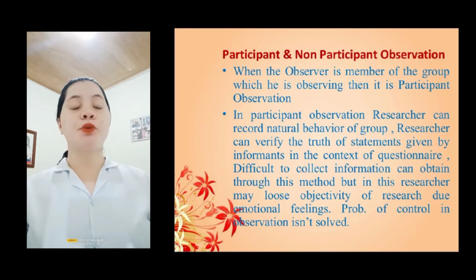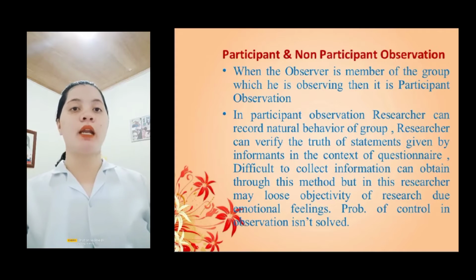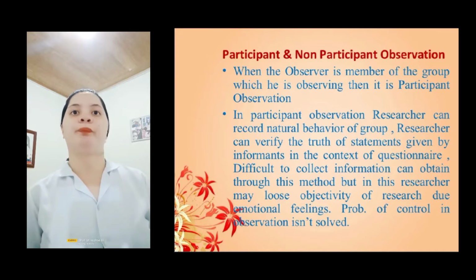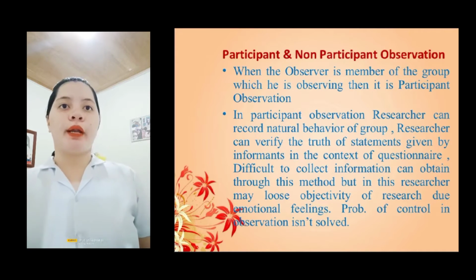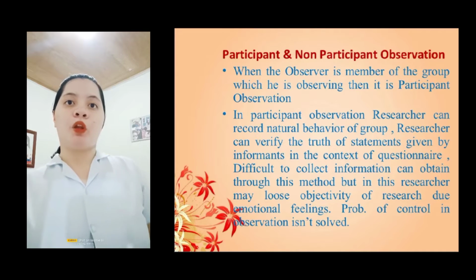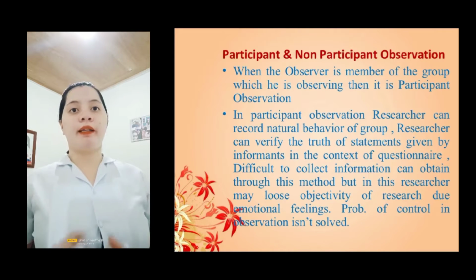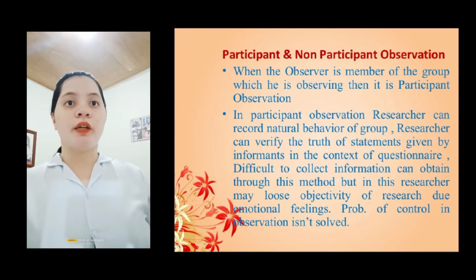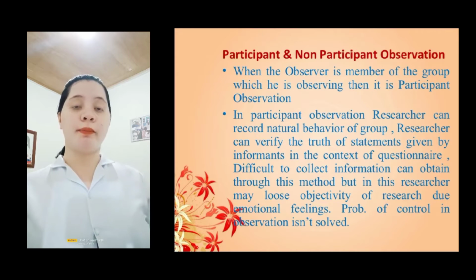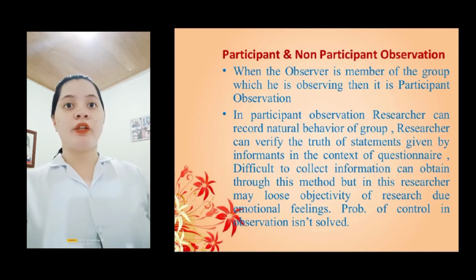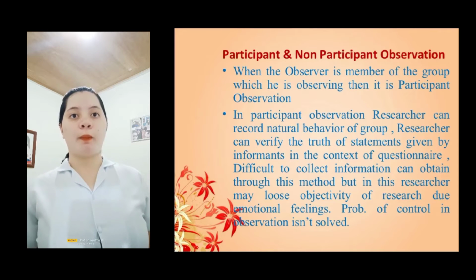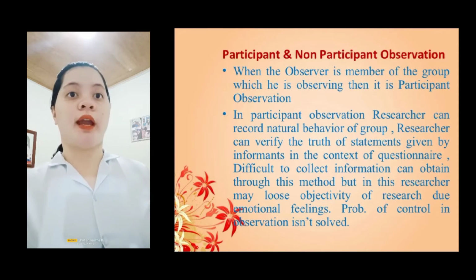And now, let's proceed to participant and non-participant observation. When the observer is a member of the group which is being observed, then it is called participant observation. In participant observation, the researcher can record natural behavior of the group. The researcher can also verify the truth of statements given by informants in the context of a questionnaire.